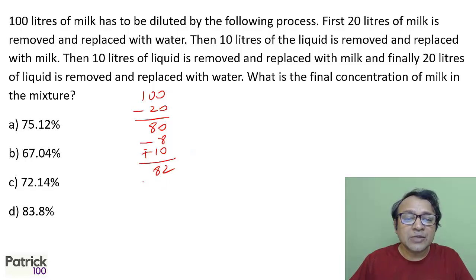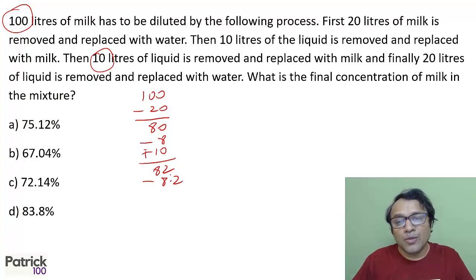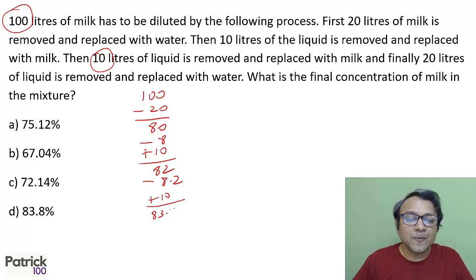Then again 10 liters is removed, that means 10%. When you're removing 10 liters, you're removing 10% of 100. So 10% of milk also is removed, 8.2 liters, and again you're putting in 10 liters of milk. So this becomes 83.8. Finally you're removing 20 liters of liquid, that means you're removing 20%. So 20% is just double the value of 10%. 8.38 doubled is 16.76. So it becomes 16.76, and subtracting gives 67.04.